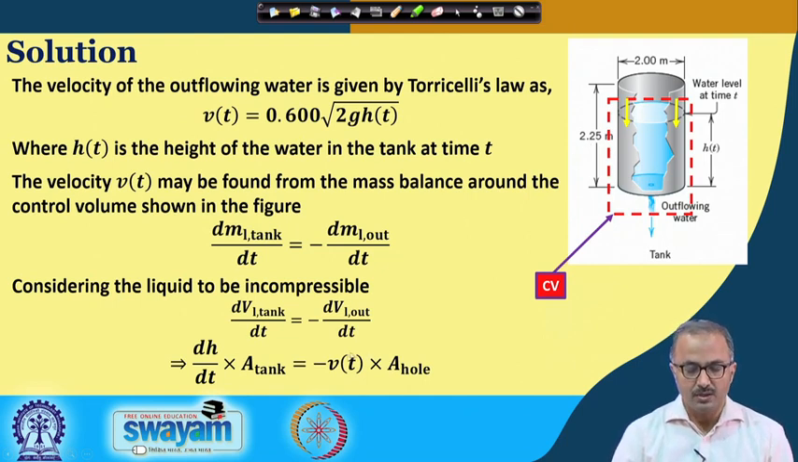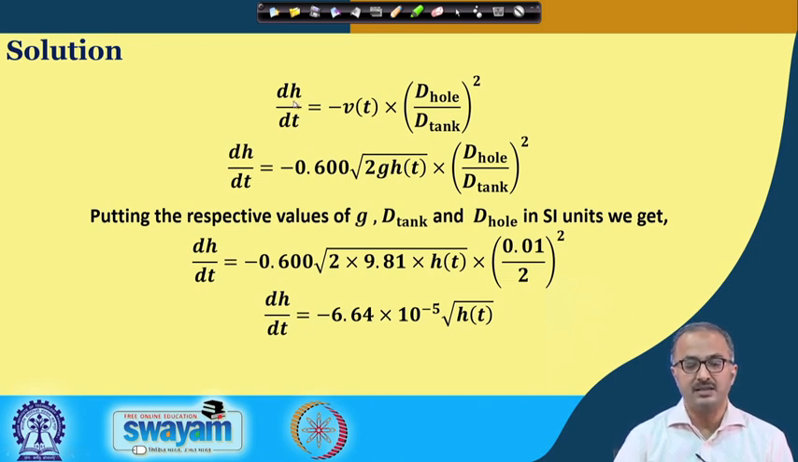Okay. So, we write this in terms of the velocity times the cross sectional area of the exiting hole. That gives us the volumetric flow rate of water at the exit hole. So, here we are writing this particular thing. Now, we find that dH by dt is minus Vt times (d hole by d tank) to the power square. Why? Because the area of cross section is pi by 4 d square. So, pi by 4 gets cancelled out from the numerator and denominator. So, we shall have only the diameter of the hole and the diameter of the tank.